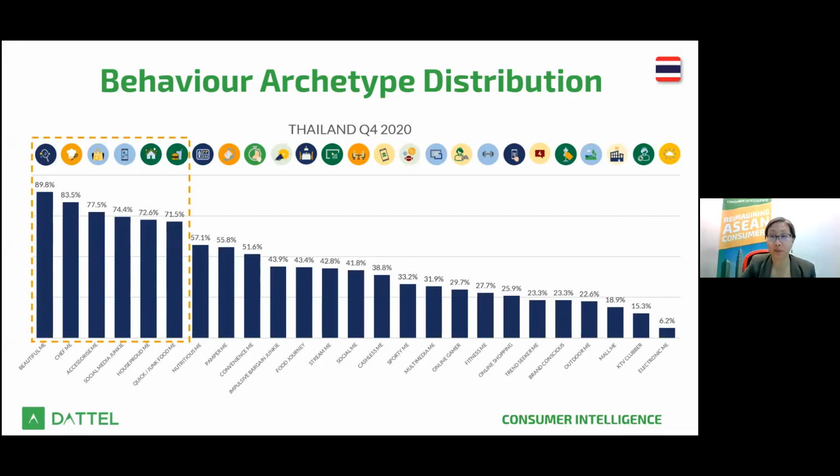That is the most widespread archetype, which means that for 89.8%, aesthetic beauty, or maintaining your looks, is important to both males and females. And then as you can see, there are further changes in terms of what matters to the consumer in Thailand as you go further down. But the top 6 remain the same, just in a different order.